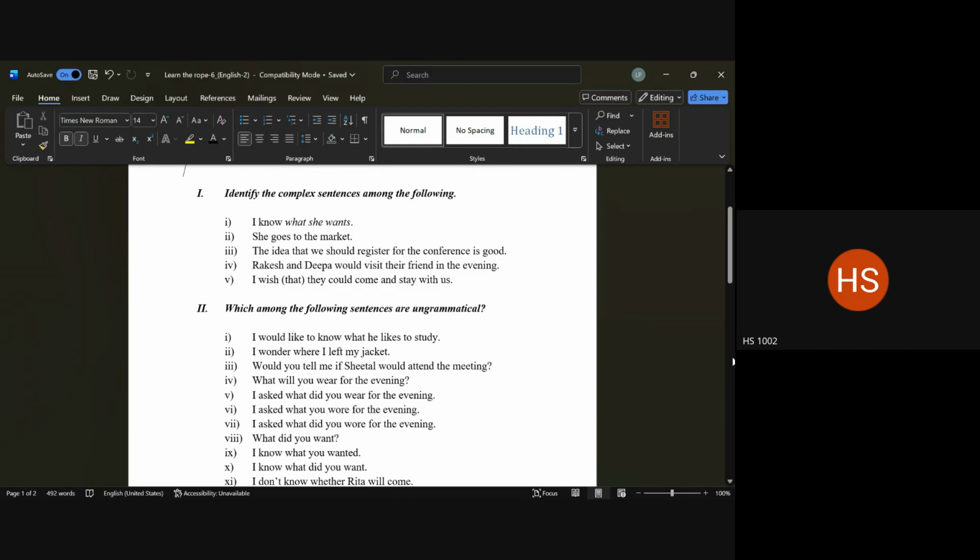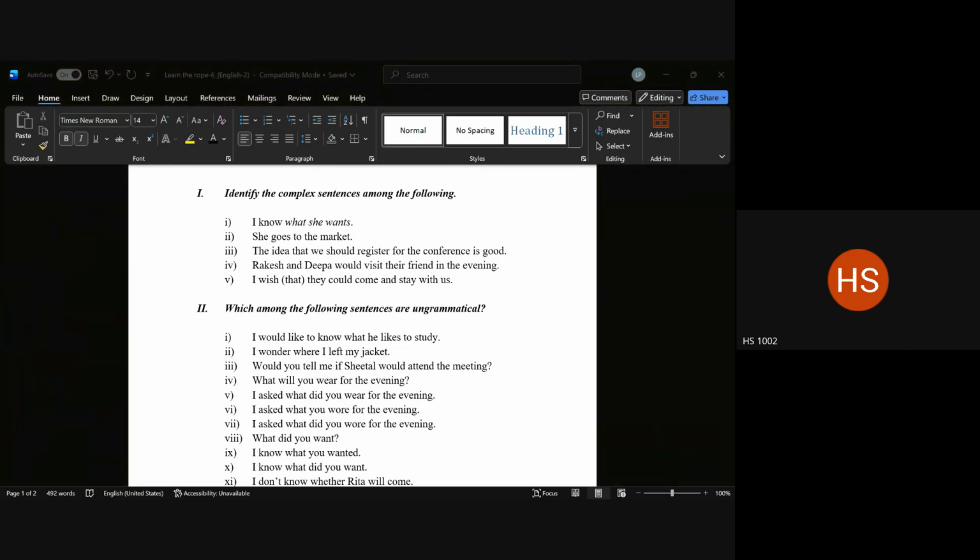So the first one here is: I know what she wants. I know what she wants. Is this a complex sentence, a simple sentence, or a compound sentence? What is it? What do you understand? How do you analyze this?